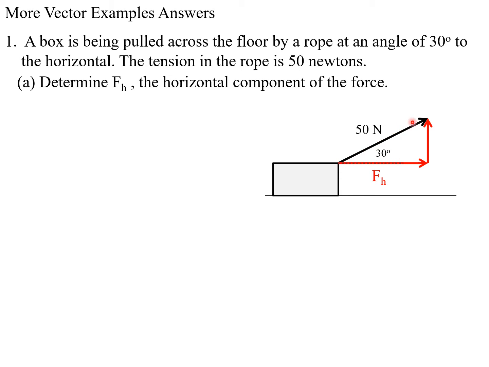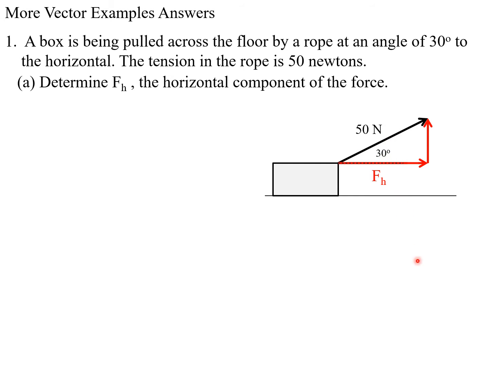So I'm going to take this 50 Newton force, which is at an angle, and break it up into components, a horizontal component and a vertical component. All right, and then we're going to first solve for the horizontal component here. Now remember the rules for right triangles. We have the sine, cosine, and tangent relationships for a right triangle, the relationship between a non-right angle of the triangle and the sides.